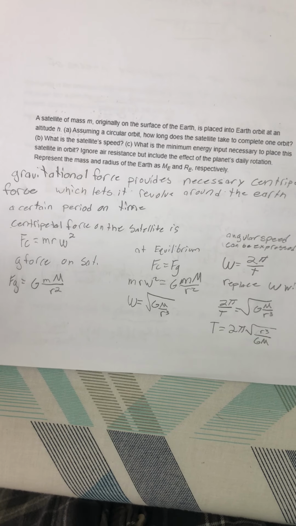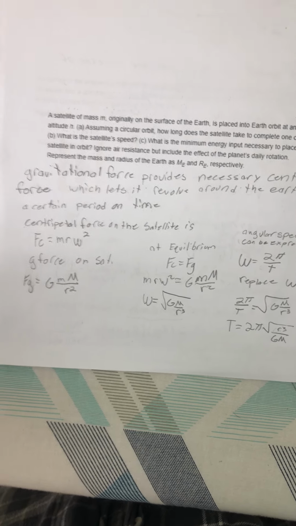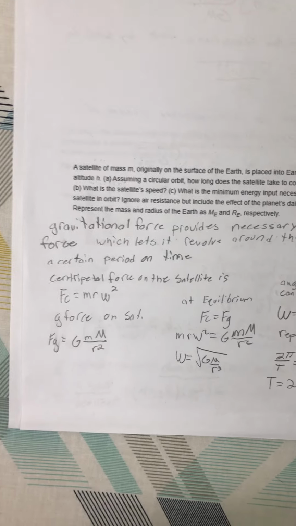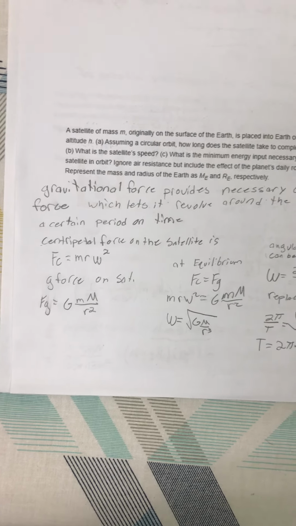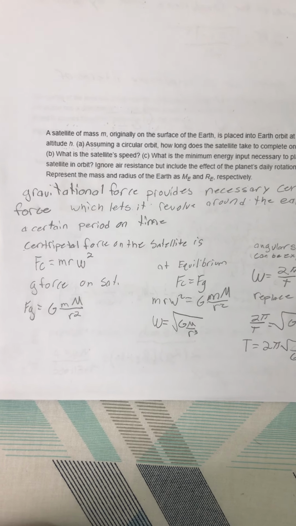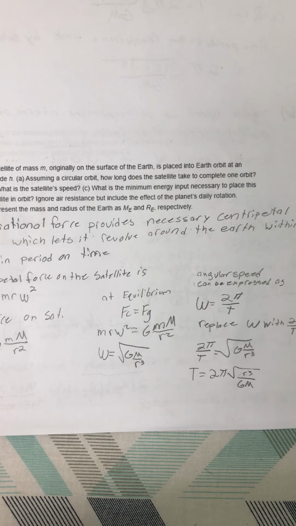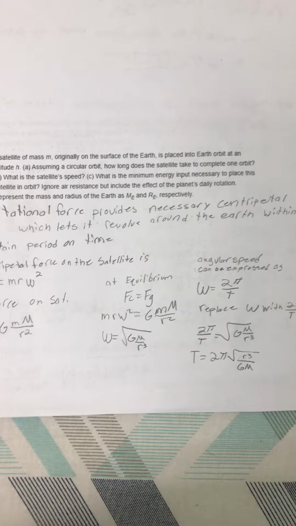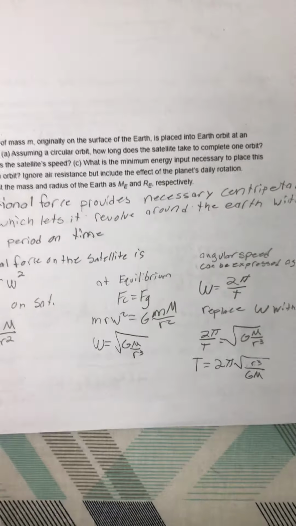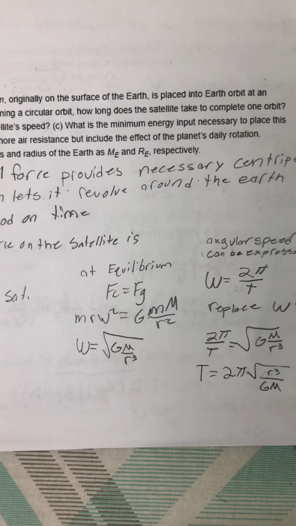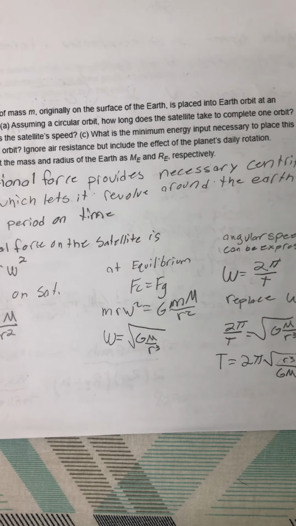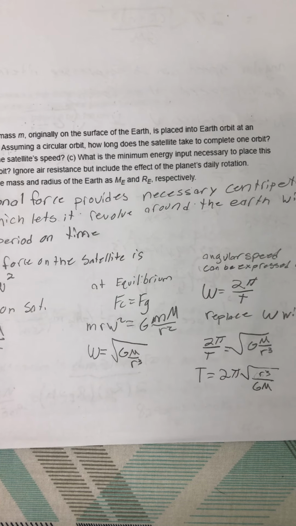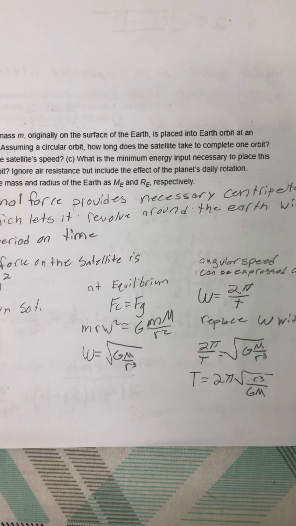And then our gravitational force on the satellite is Fg equal to our gravitational constant G times the mass of the satellite times the mass of the Earth over r squared. At equilibrium, we have Fc equal to Fg. And then we solve for w. And when we solve for w, we get the square root of gravitational constant times the mass of the Earth over r cubed.